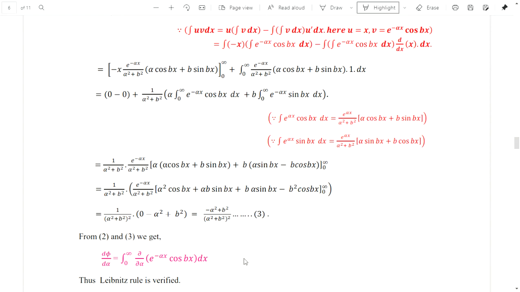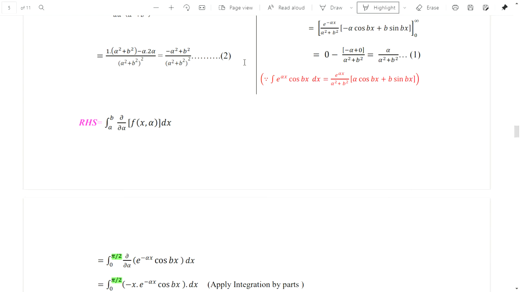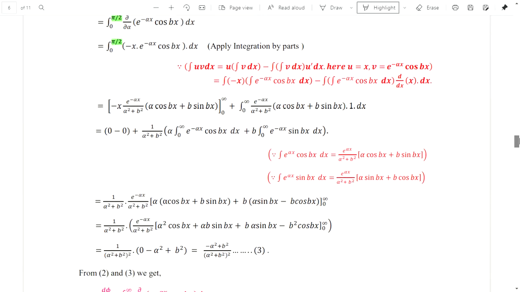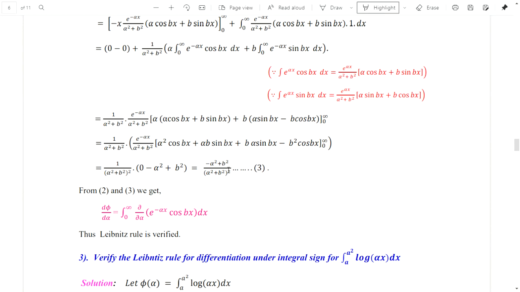So from 2 and 3, this is our LHS value, minus alpha squared plus b squared by alpha squared plus b squared whole square, and we have got the RHS as minus alpha squared plus b squared by alpha squared plus b squared whole square. So from these two we can say that LHS is equal to RHS, that is d phi by d alpha is equal to integral of 0 to infinity dou by dou alpha of e to the power minus alpha x into cos bx into dx. Thus, Leibniz rule is verified.